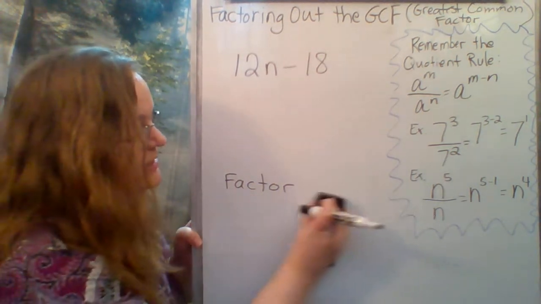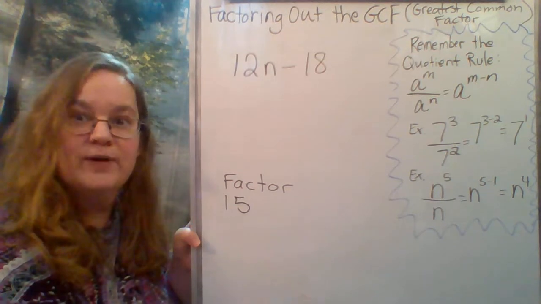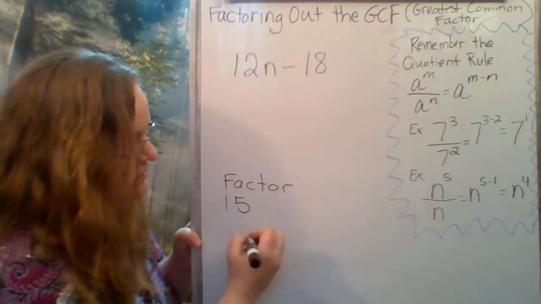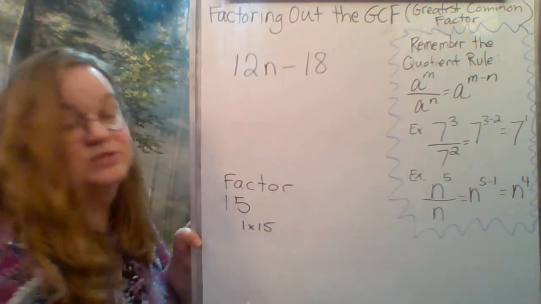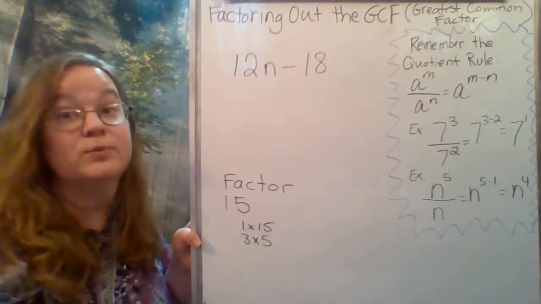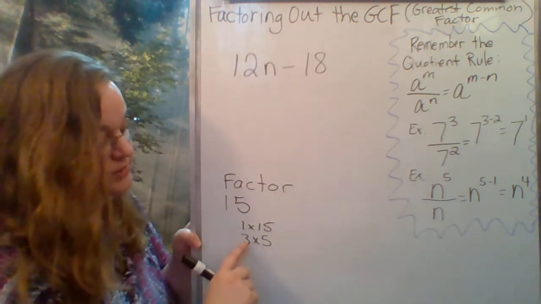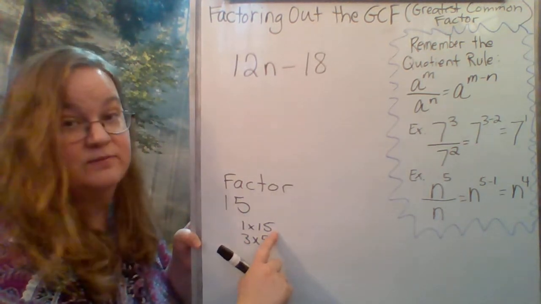So if I take any other number, like let's say I take 15, what numbers are factors of 15? Well, I can do 1 times 15, so 1 and 15 are factors, and I can do 3 times 5, so 3 and 5 are factors. So 15 has 4 factors: 1, 3, 5, and 15.